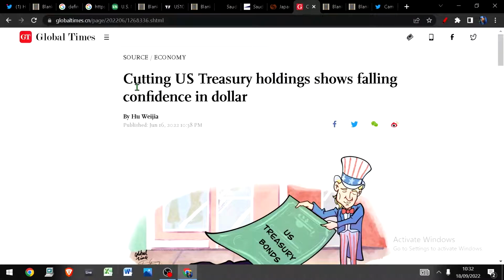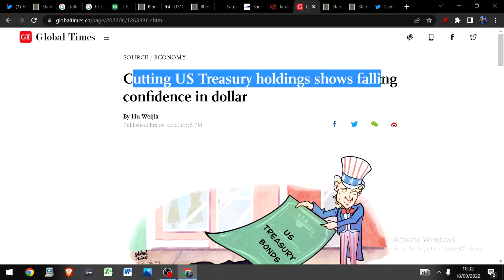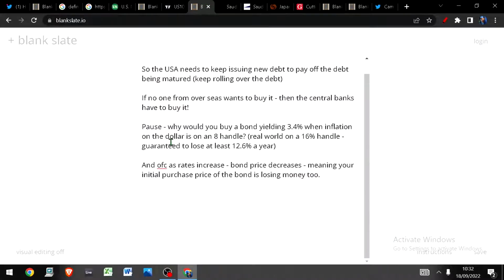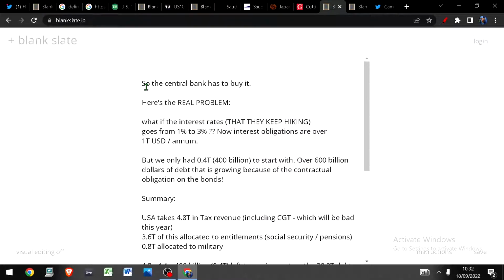And ultimately, this is why cutting US Treasury holdings shows falling confidence in the dollar. And it goes right back to what I just said. Would you buy a bond yielding 3.4% when inflation is on an 8 or a 16 handle, depending on whether you accept their CPI data or whether you know about the real world calculation? So as these overseas investors, these sovereign wealth funds, these governments and central banks from around the world are refusing to take on this debt, the central bank of America has to buy it.